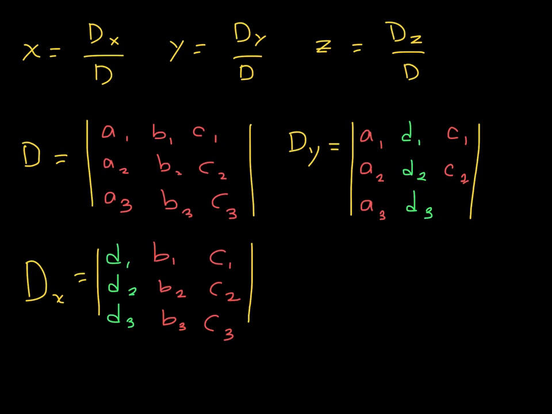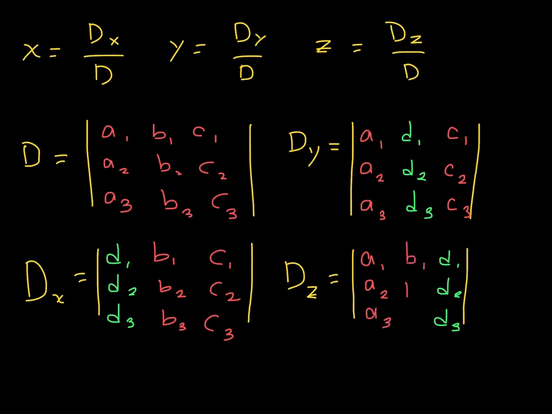Every time I write a 2, it seems like I'm struggling. C sub 2, C sub 3. So you can probably finish this off. D sub Z is this determinant where the constants will now be in the Z column. Okay? And the other columns are the same as determinant D. So this is Cramer's rule.